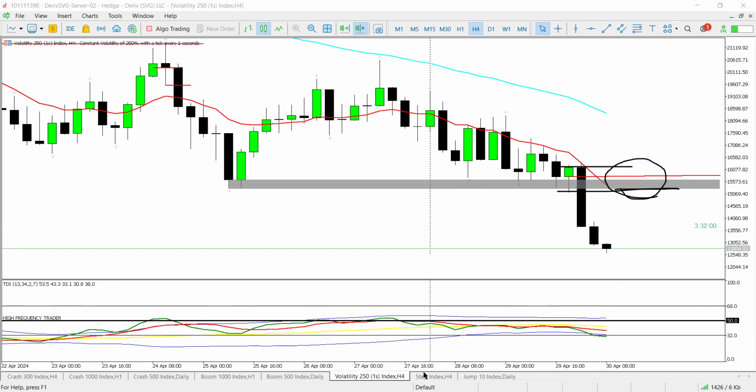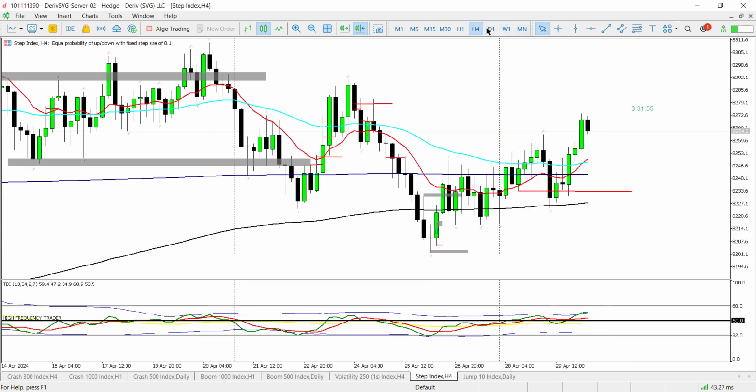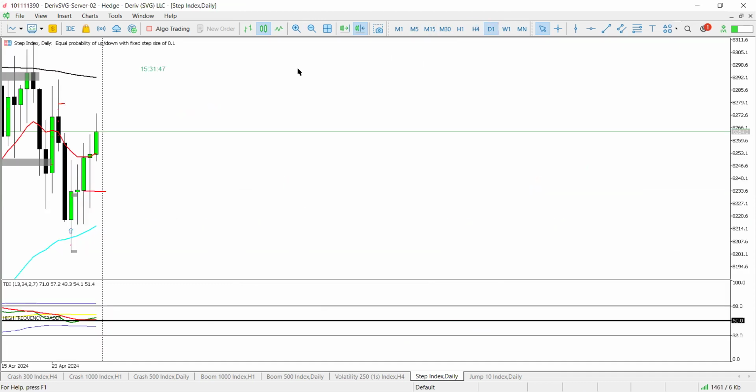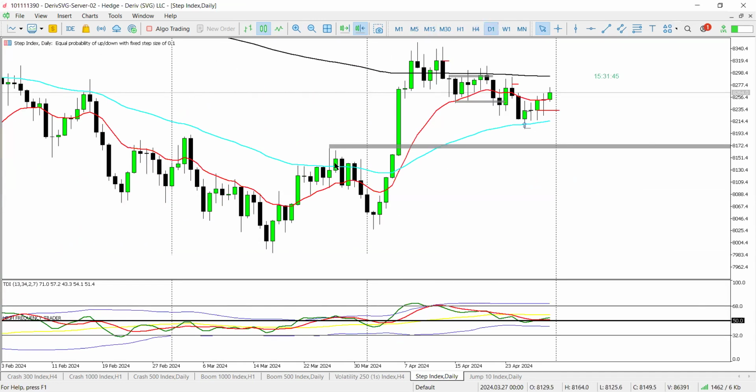Then going to step index. What's been happening with step? Yesterday, I don't know what we finalized on step, but I don't think I traded it. Since price was on the 13, I don't think I had a bias also.